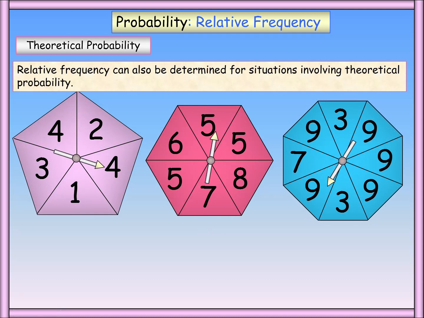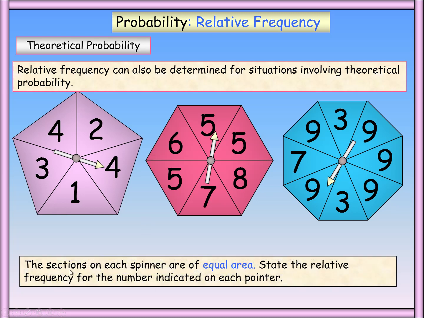So we can also use relative frequency then in situations like this with the spinners. So it's a theory we're going to apply. So the sections on each spinner are of equal area. State the relative frequency for the number indicated on the spinner.